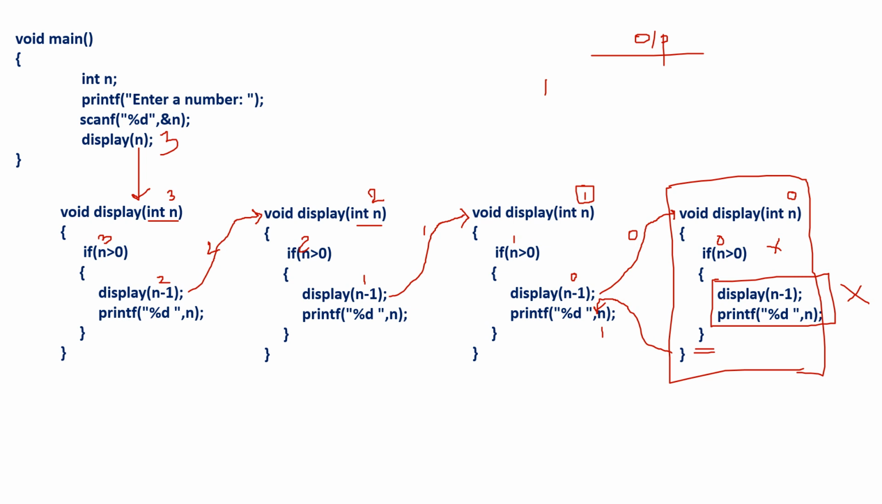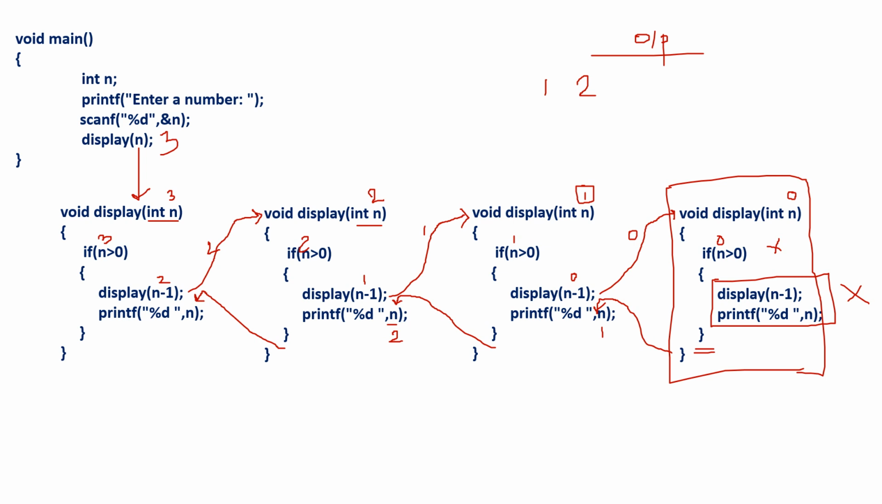Once display of 1 is completed, the control returns to its caller. Who is its caller? Display of 2. That means the remaining statements in display of 2 are executed. Now printf %d n. What is the n value here? The n value is 2 in this function, so what is the second output we get? 2. Once this function is completed, the control returns to its caller. Who is the caller for display of 2? The caller for display of 2 is display of 3.